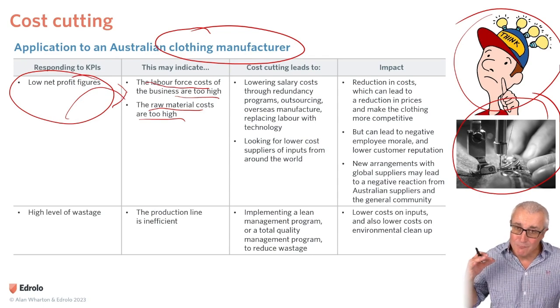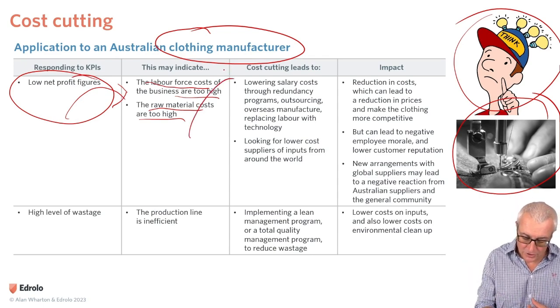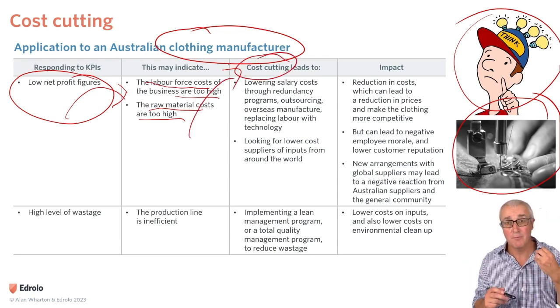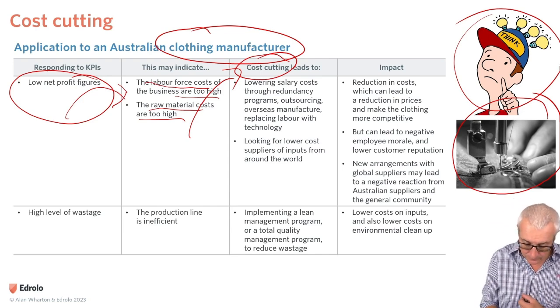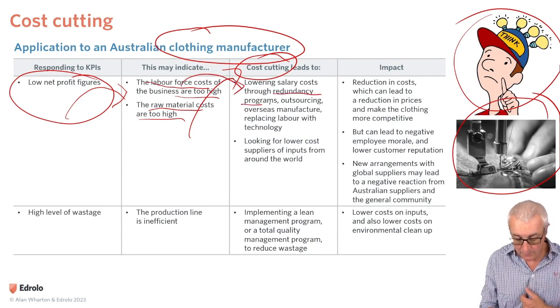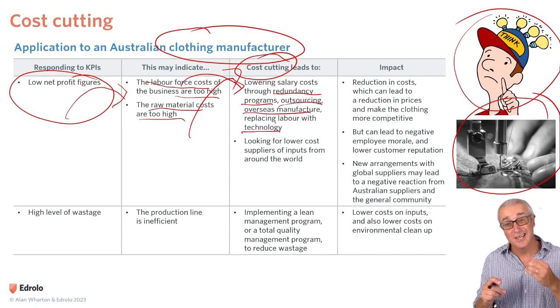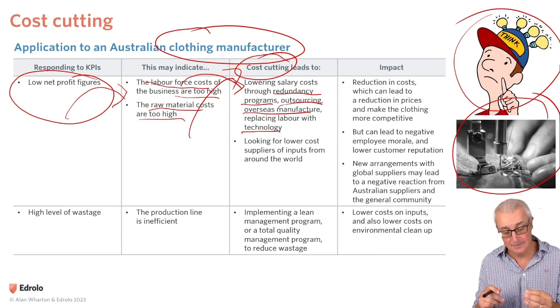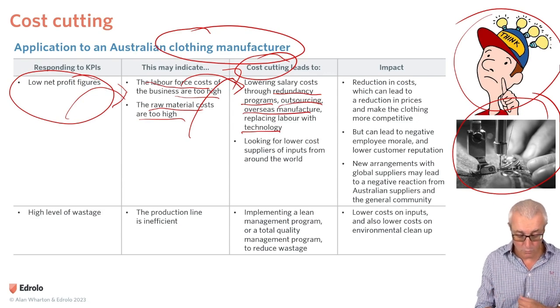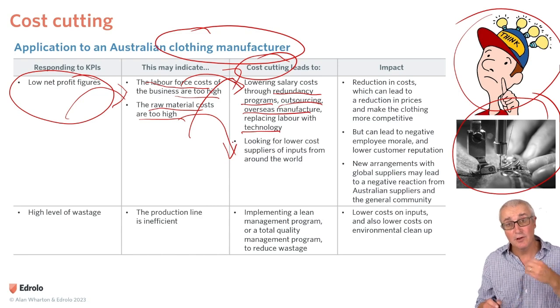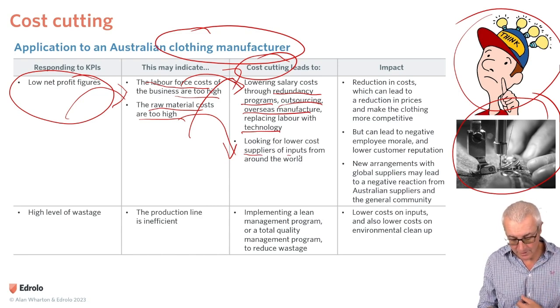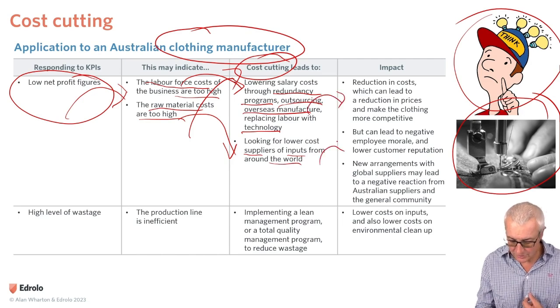Okay, so we would hopefully be looking at cost cutting as a way to try and have a better impact and address those profit figures. So how could we do that? Well, if it was related to the labor force, maybe unfortunately a redundancy program, or outsourcing to an overseas manufacturer, or replacing with technology could help lower the salary costs. Or if it's about raw materials, maybe we could look for lower cost suppliers of inputs around the world. Hopefully the impact would then be reductions in costs.